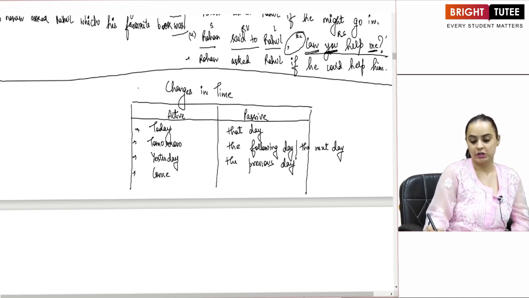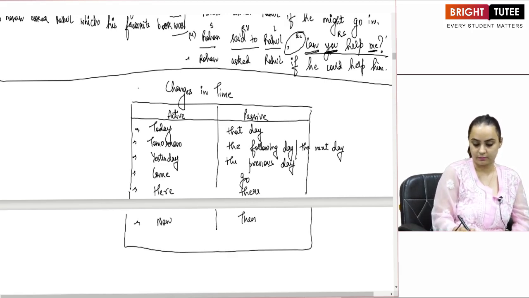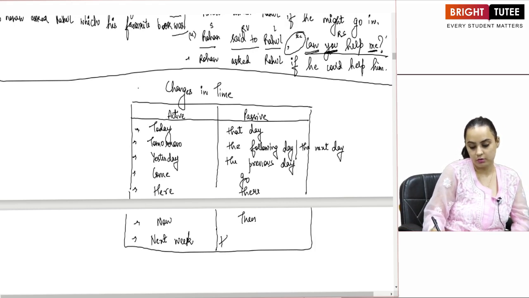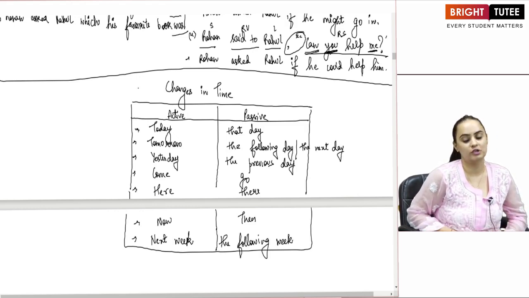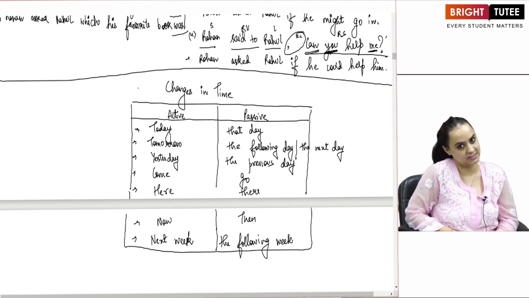"Come" changes to "go," the same change that I did. "Here" changes to "there." "Now" changes to "then." "Next week" changes to "the following week." So these are the changes that will take place in time from active to passive sentence.